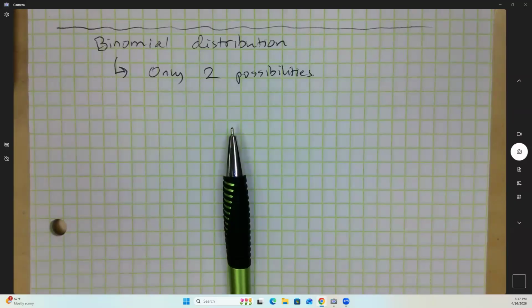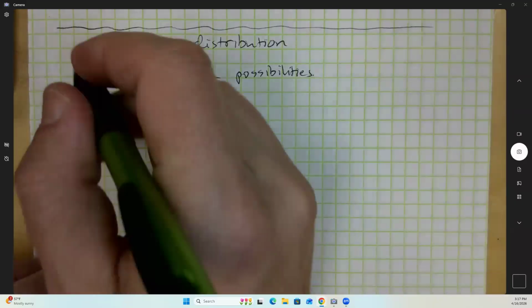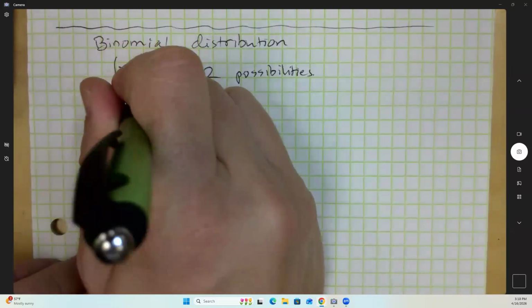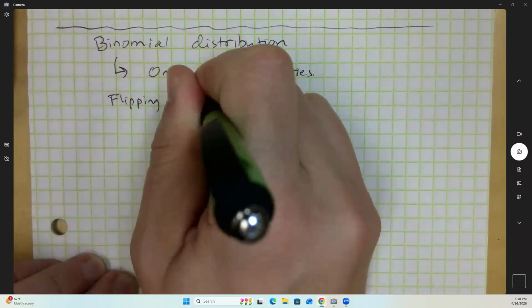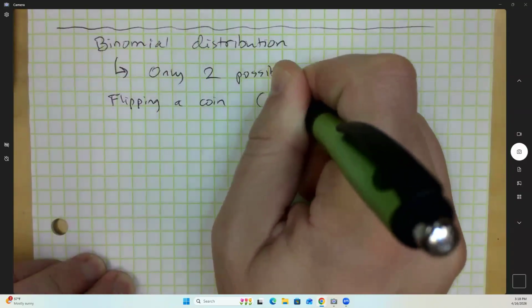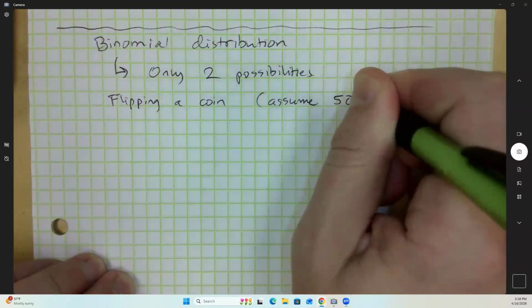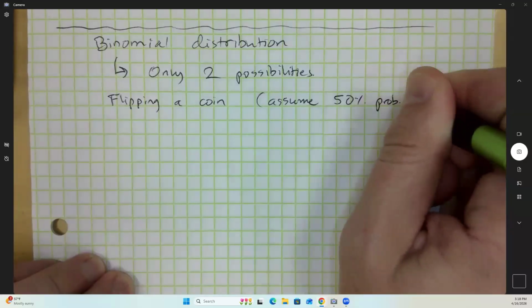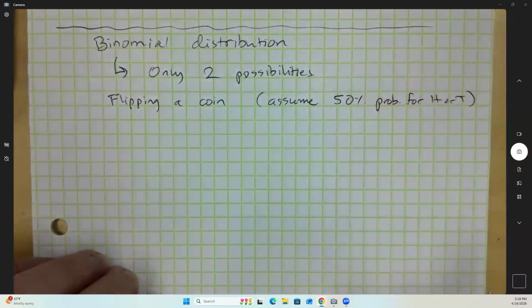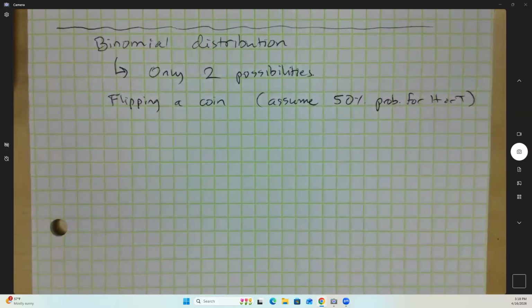It could be 0 and 1, it could be heads or tails, it could be true or false, it could be yes or no. But the key is there's a probability associated with that instead of just data. So our most common example is flipping a coin. Assume 50% probability for heads or tails. Even if it's not exactly 50, let's go ahead and assume that. It's a good mathematical model.